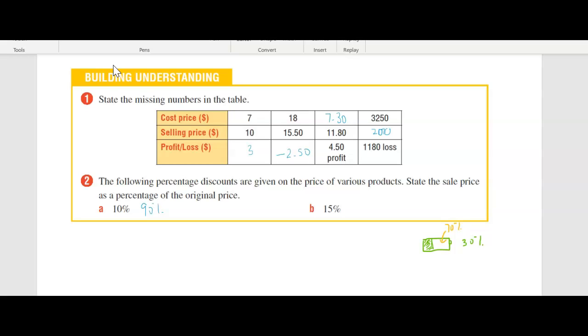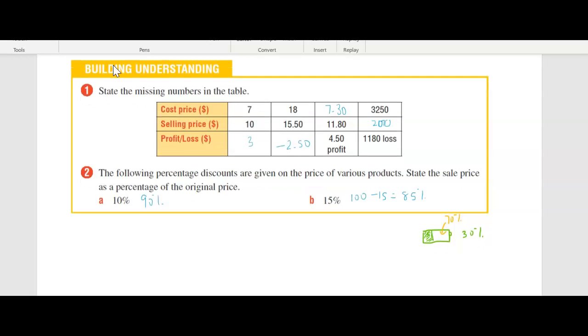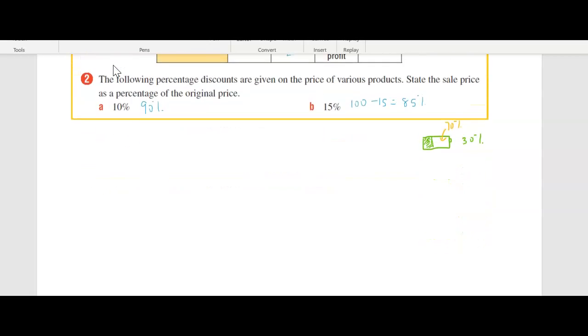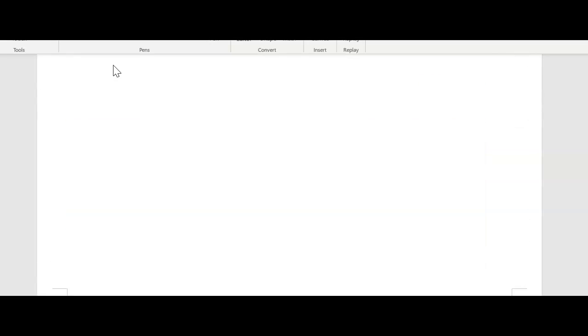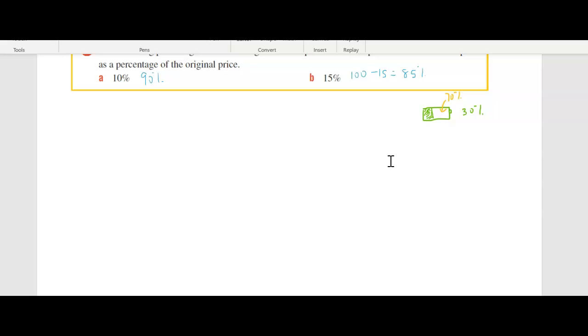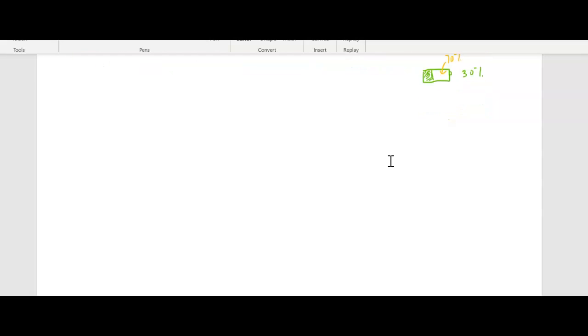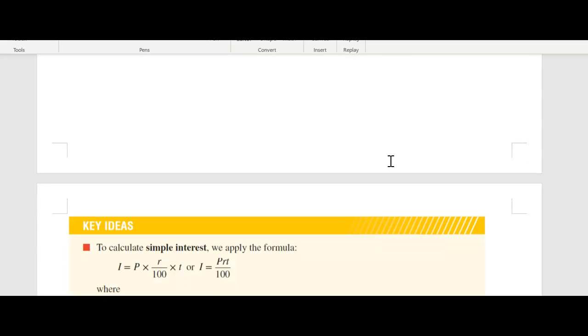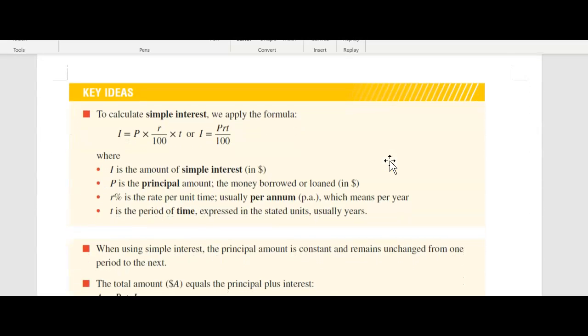With the 15%, okay, so 100 minus 15 gives us 85. So we're only paying for 85% of the cost of the product. You don't go and buy a cake and they've cut a chunk out. It's only 85% of the cost, not the actual product.